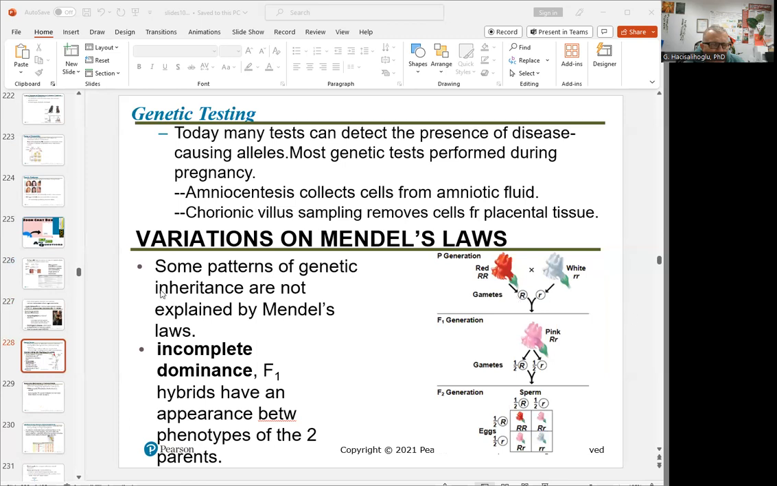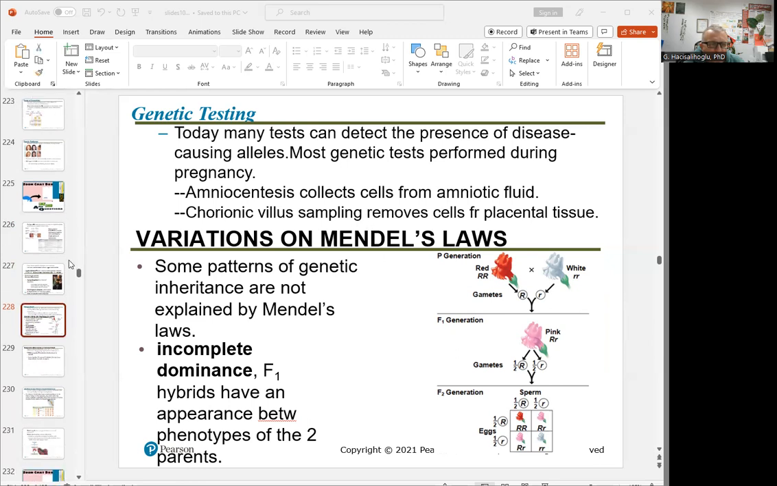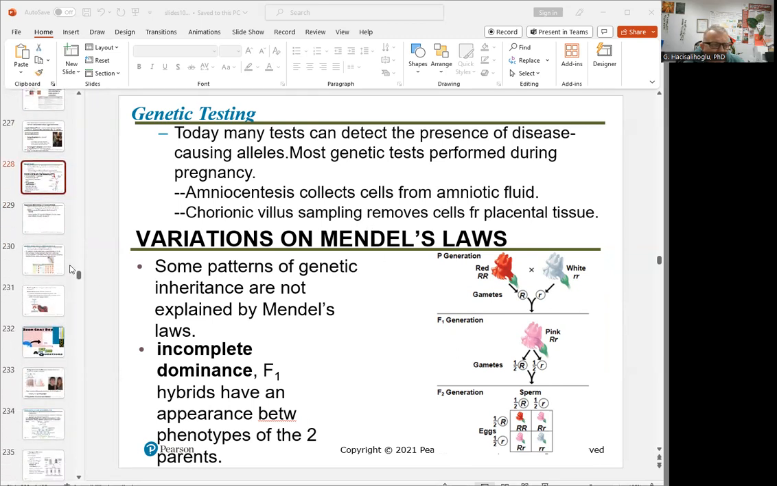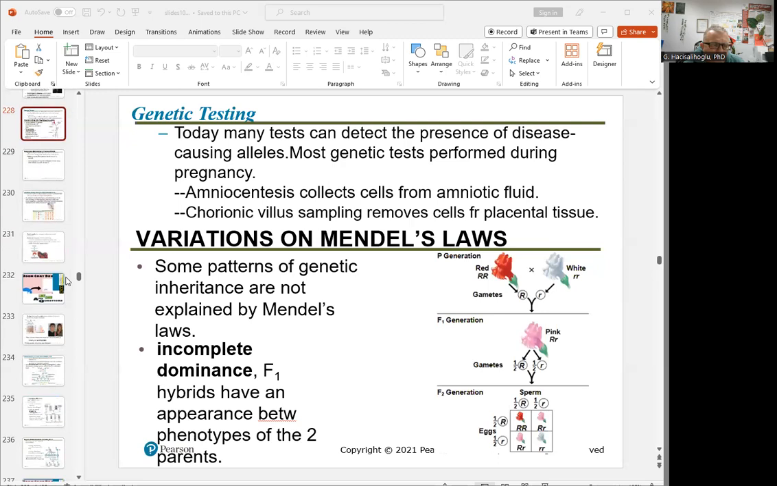Genetic testing. People can go and actually test for specific genes, to see if they carry those genes, and to find out if they are curious about specific genetic situations.